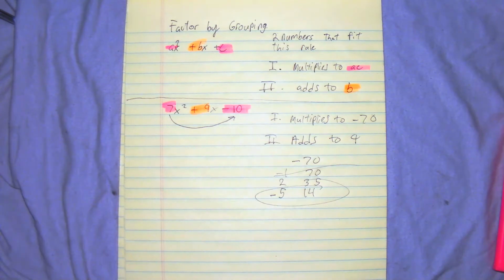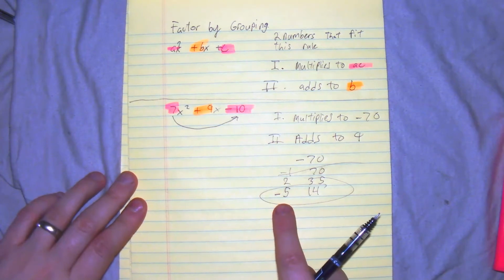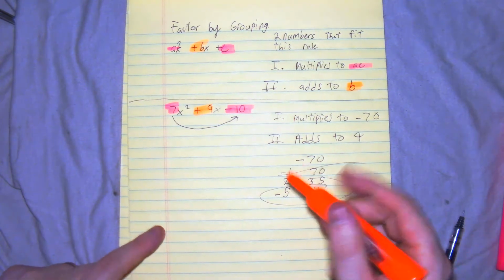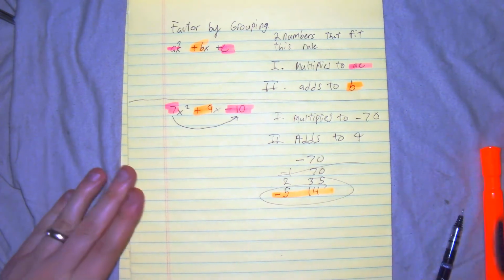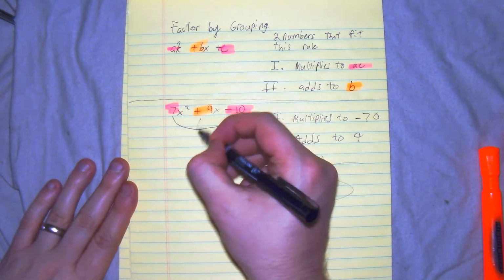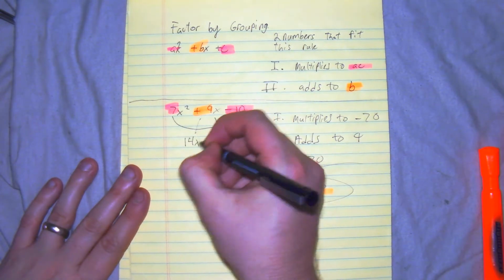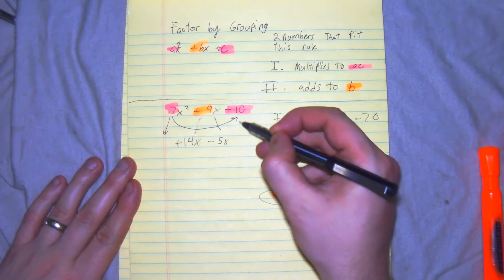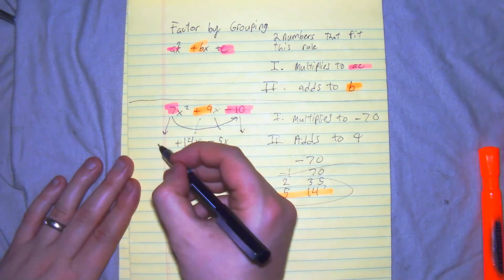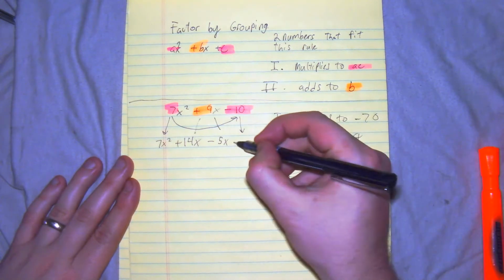So we're going to be doing this by grouping. We're going to break this apart, and we're going to replace the B with the negative 5 and 14. So it's going to look like this. You get right here 14x positive, then minus 5x. And you bring these down, and you have 7x squared, and then you have minus 10.